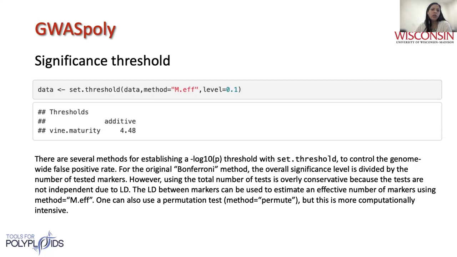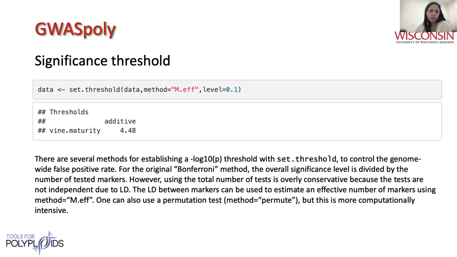The original Bonferroni method, which is very widely used, the overall significance level is divided by the number of tested markers. However, this is usually very conservative because the tests are not independent due to the LD. So the LD between markers can also be used to estimate this threshold by using this method, M effective, which is accounting for the effective number of independent tests.